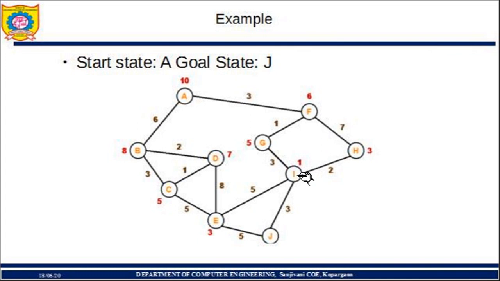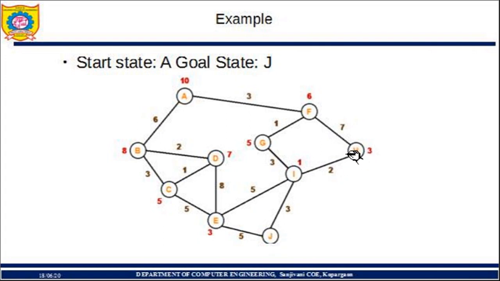Compute for J. For J it is 3 plus 1 plus 3 plus 3, which will give me the G value for it. Plus what do I need to add? G of n plus H of n. H of n is 0 for the goal node. Mind well, J is my goal node, its heuristic is 0.